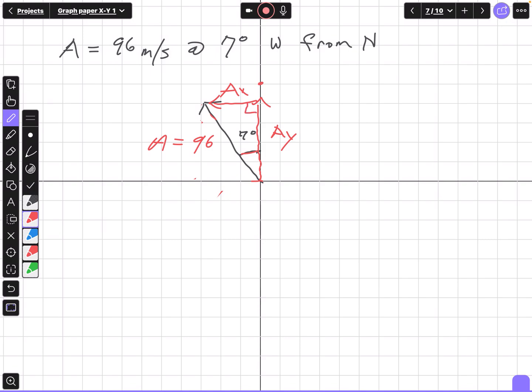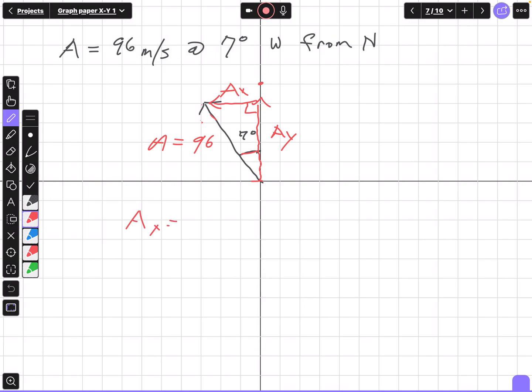If I would have drawn it the other way, the way I first drew it, I would not have been able to use 7 degrees, I would have had to use 90 minus 7, which would have been 83 degrees, which I could have done, it would have worked out fine, but I draw it like this. Alright, so I'm going to solve for my X and Y components. First, I'm going to do my AX.